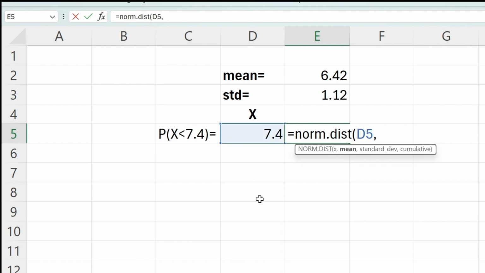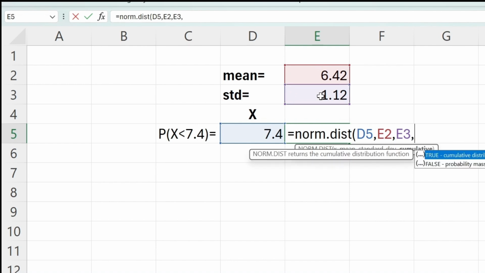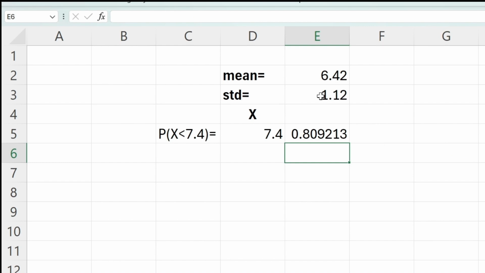followed by a comma. It is not the colon, it is a comma. Then the mean. The mean is given in the E2 cell, comma. Then the standard deviation, which is given in the cell. Select this one, comma. Since we need to find the probability less than 7.4, it means we are working with the cumulative distribution function, so write true. Then close the bracket and press enter to get the answer. So in this case, the probability of the random variable less than or equal to 7.4 is 0.809213, with the mean of 6.42 and the standard deviation of 1.12.